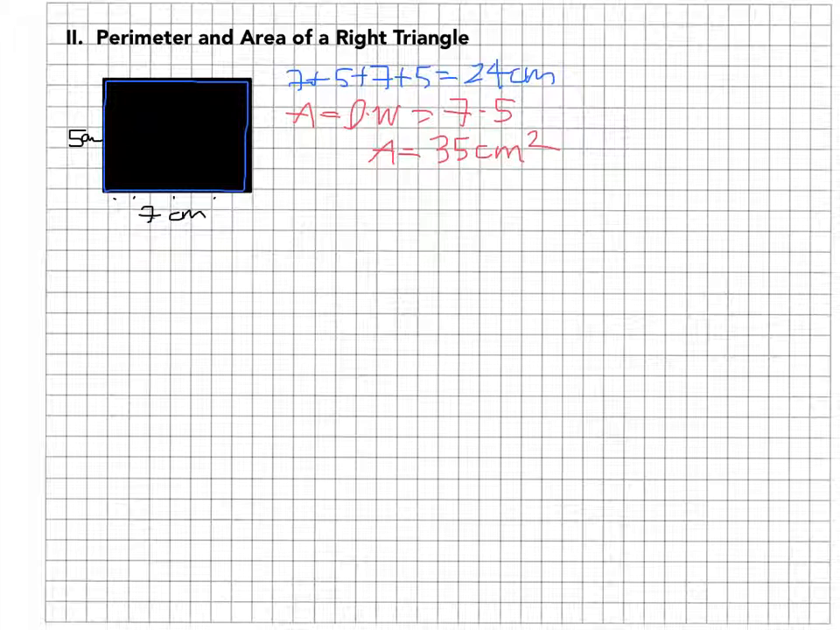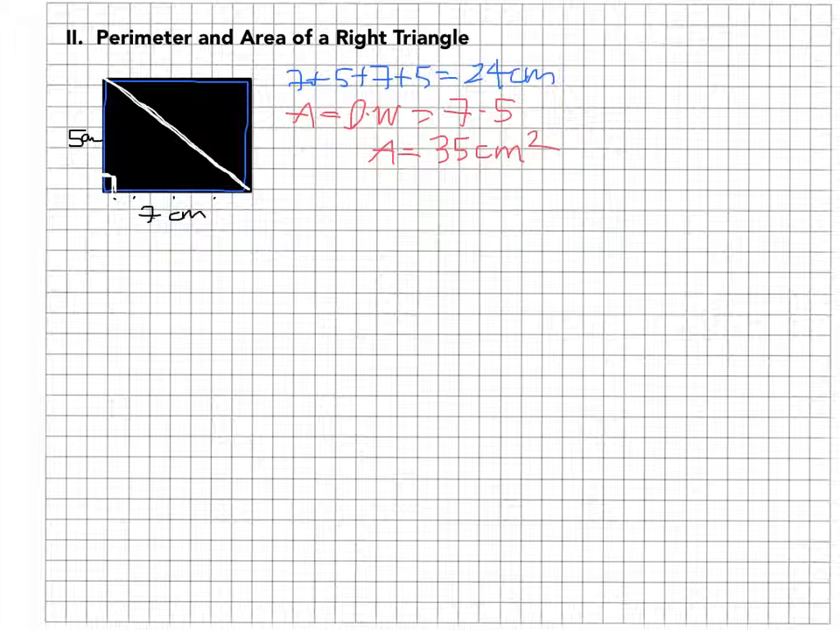Now, one of the things I want you to look at is that when we look at this rectangle, I'm going to do something to this rectangle just to have you look. I'm going to draw a line from here to here. And ladies and gentlemen, in doing that, what have I created? Well, because we know that this is a right angle, I have created a right triangle.